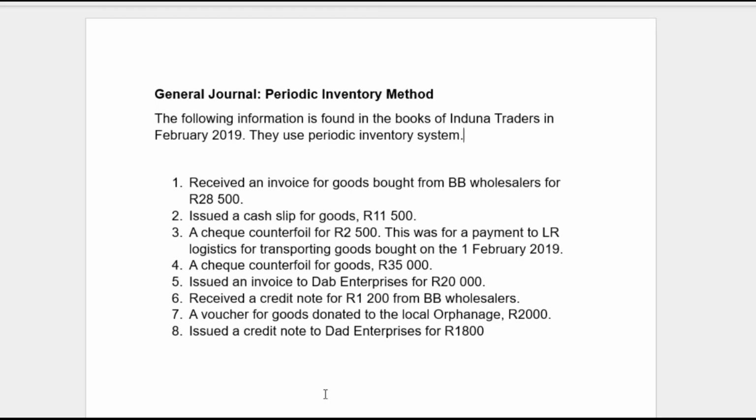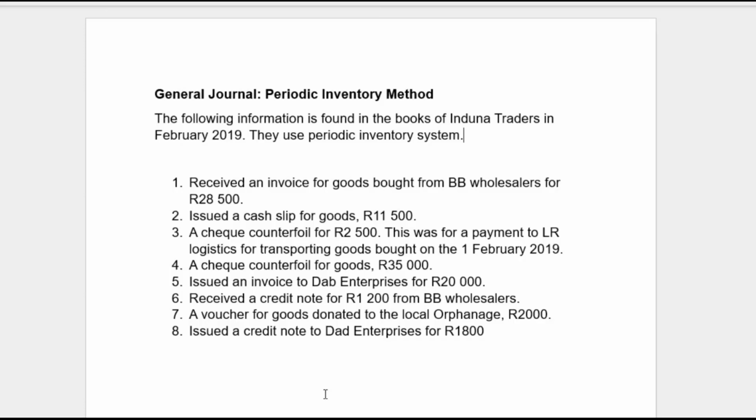Transaction number 3 says a check counterfoil for 2,500. This was for a payment to LR Logistics for transporting goods bought on the 1st of February 2019. So here you are paying for transport utilizing a check, right? A check counterfoil is a source document where you make a payment in the form of issuing a check. So you basically made a payment for what?